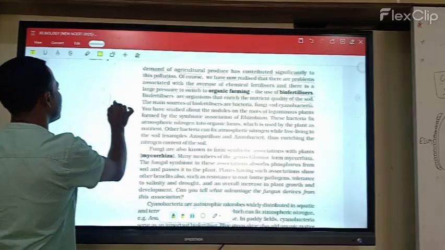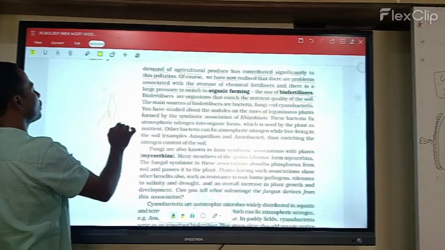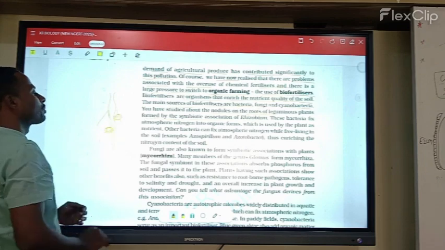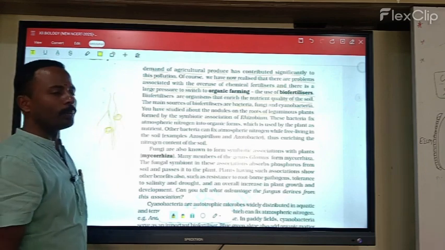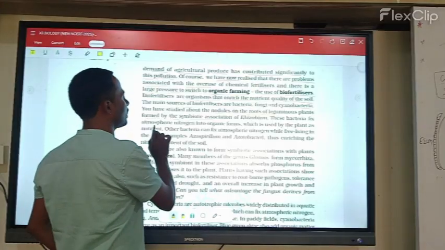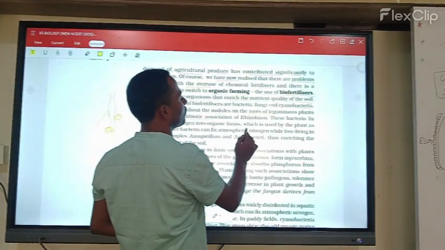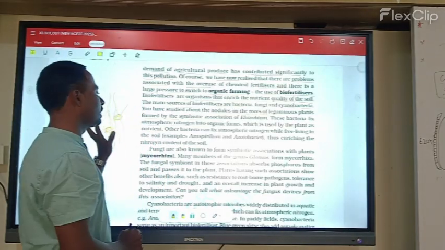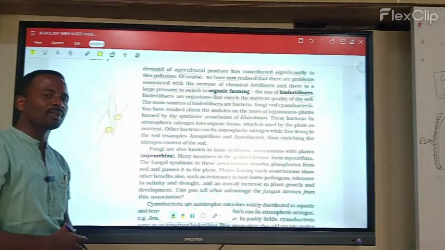So in root nodule formation, atmospheric nitrogen is fixed with the help of Rhizobium bacteria. This bacteria converts atmospheric nitrogen to an organic form, which is used by plants as a nutrient. So this nitrogen is used by plants for their development.